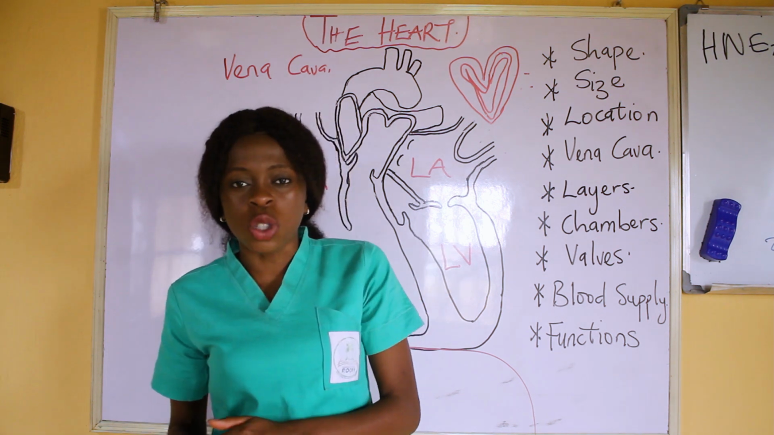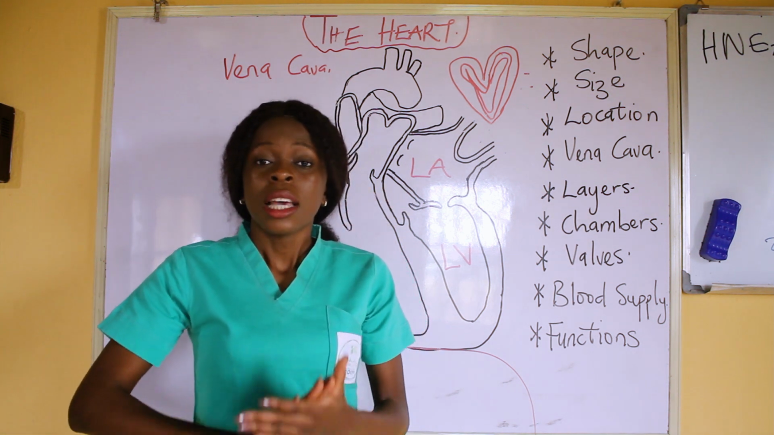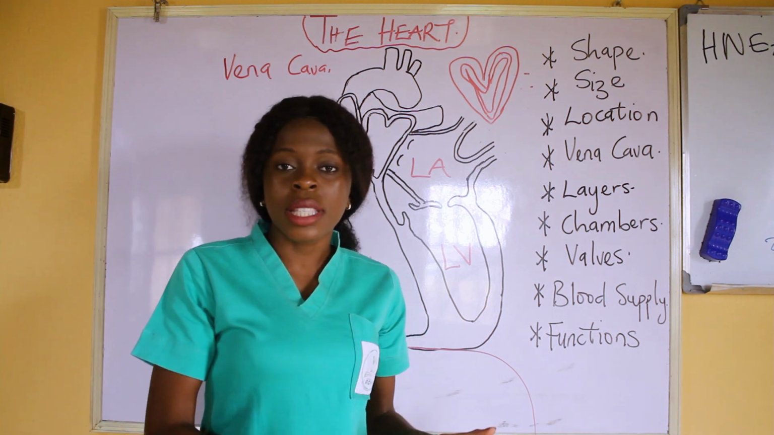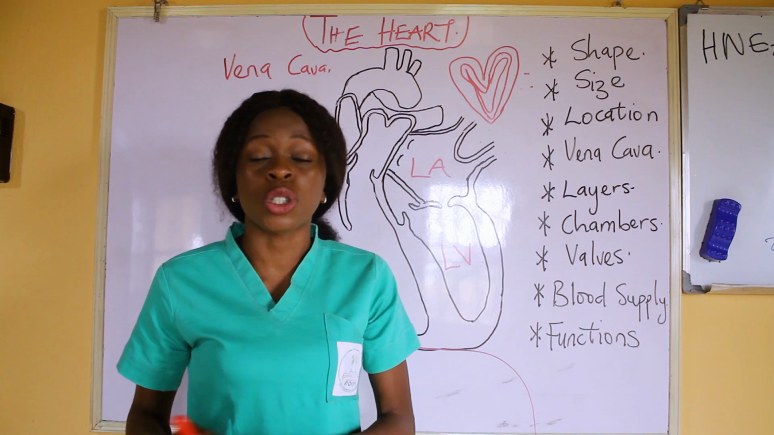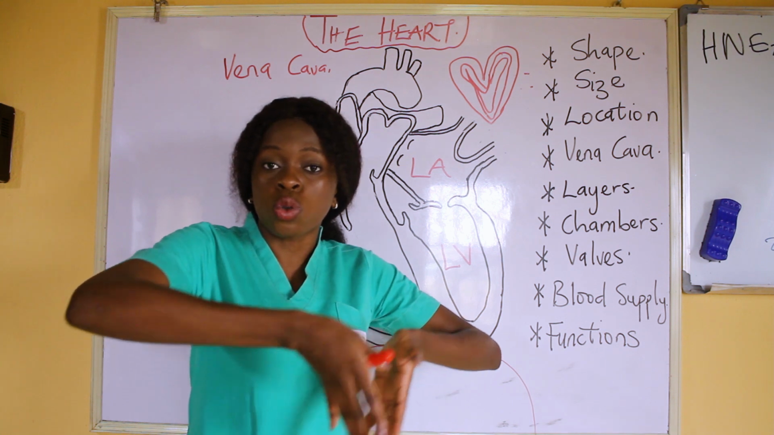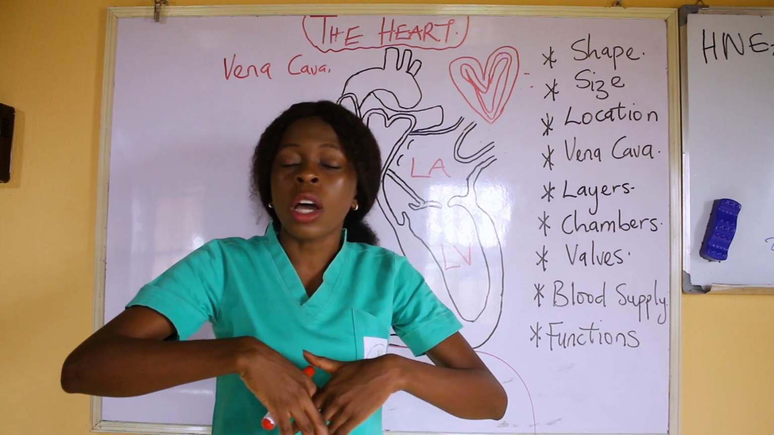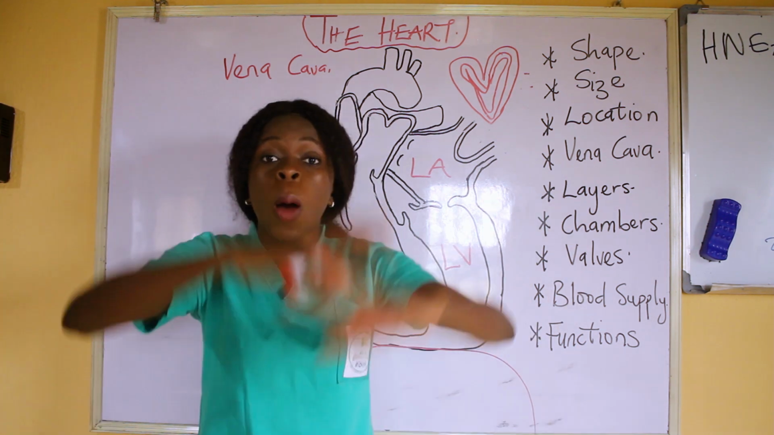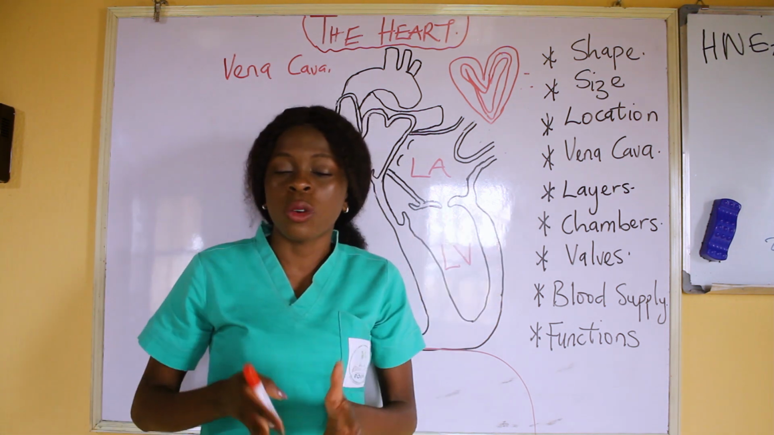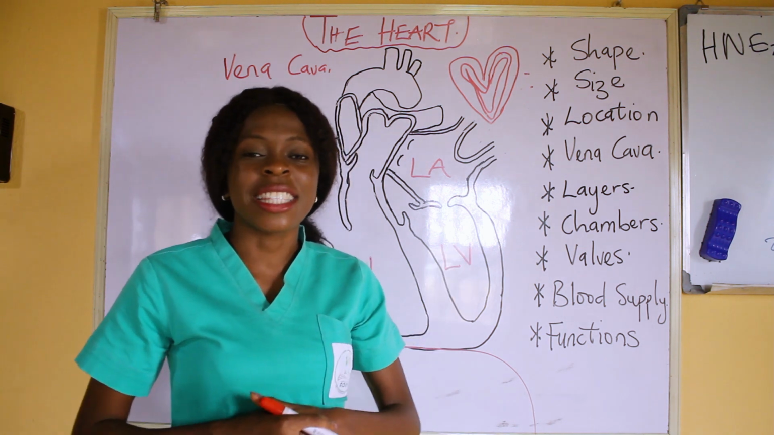So our next video is going to be explaining the blood flow through the heart, because there are basically two types of circulation: the pulmonary circulation and the systemic circulation. Pulmonary circulation is going to the lungs, and systemic circulation is going to all parts of the body. That will be explained properly in our next video.